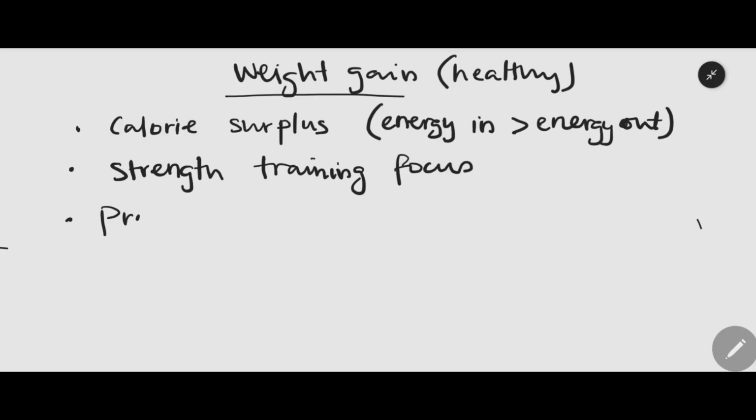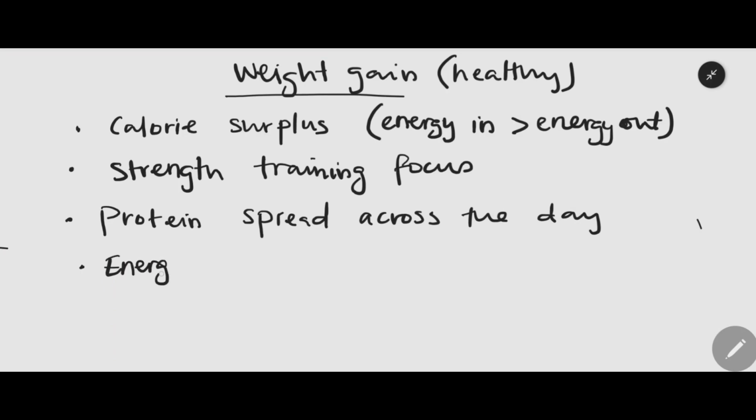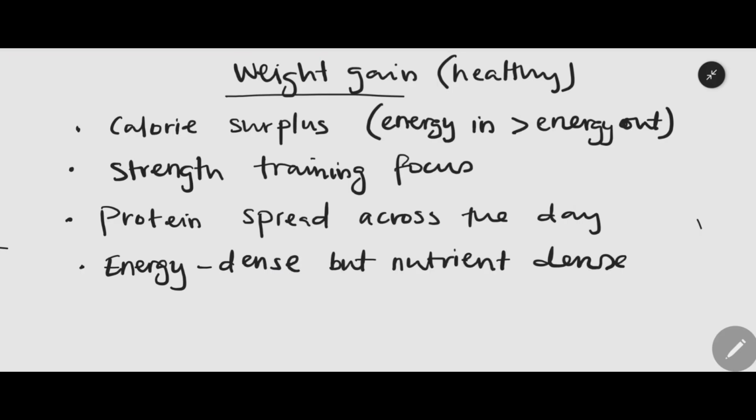It's also important to eat enough protein spread out across the day. And lastly, we want to eat dense foods, so foods that are packed with energy, but not low quality dense food like junk food, because you can have a Big Mac which is dense in carbs and calories, but it doesn't have the right quality of calories. So we're thinking of things like rice, pasta, nuts, dairy, things like that.